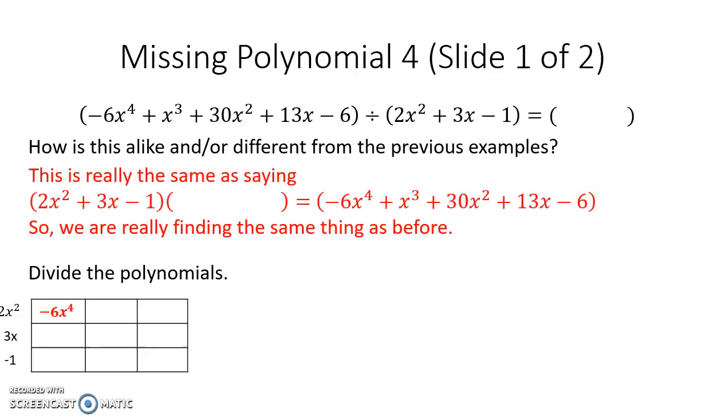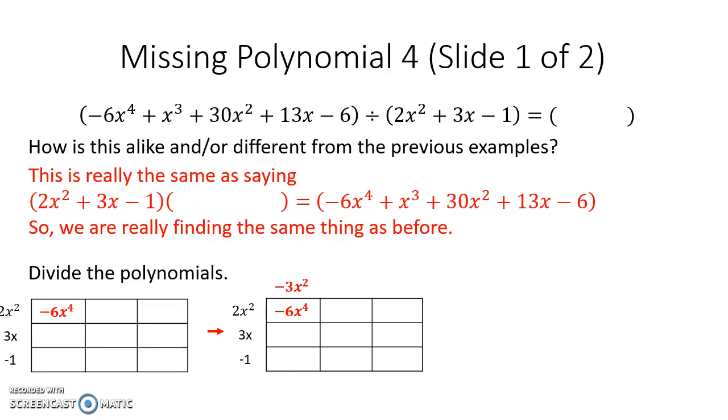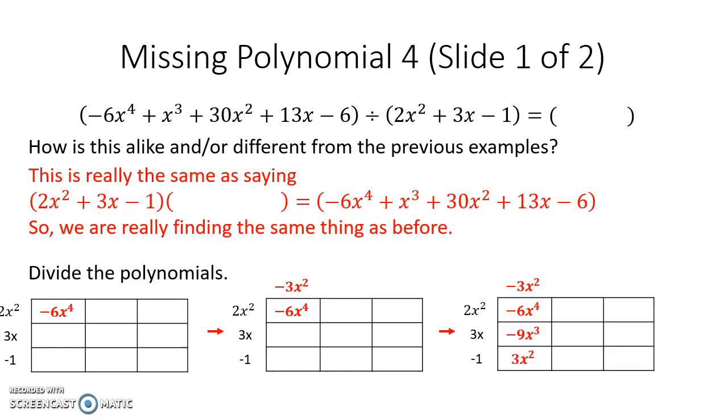Now our boxes should be a 3 by 3 box because we're given a quadratic and we know our answer, our missing polynomial, is a quadratic. We'll start off with the quadratic we're given along the left. We'll put our negative 6x to the fourth in the top left box and do everything the same. So 2x squared times what gives us negative 6x to the fourth? Well, that should be negative 3x squared. Now we can just multiply back down the column: negative 3x squared times 3x and negative 3x squared times negative 1. And there we go, we're done with the x to the fourths.